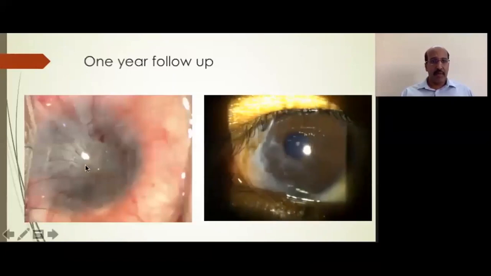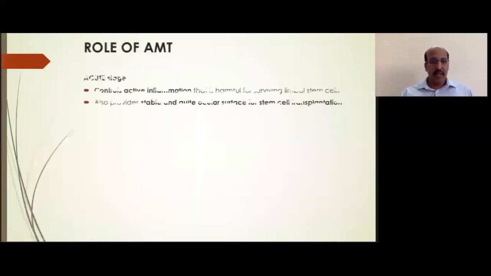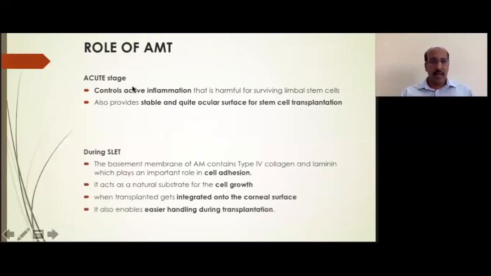And this is a follow-up of the same case which we are discussing. There's a mild scar there, but not in the pupillary region. The person is quite happy and realistic. Role of AMT, we need to know that in acute stage, it controls inflammation and provides a stable surface for us in future. If you put an AMT in acute stage, there will be easier handling during transplantation.